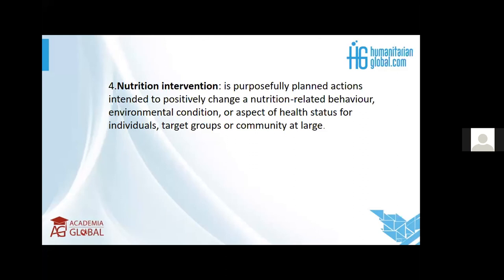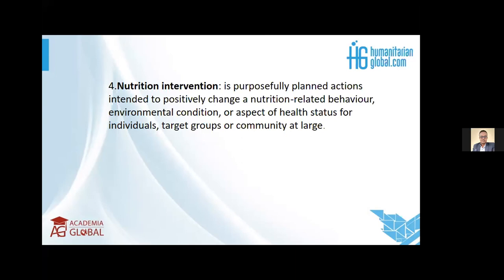So to answer you, the difference between nutrition assessment and a nutrition survey is that nutrition assessment is a method of collecting data for the survey. Does it make sense? Yeah, okay.